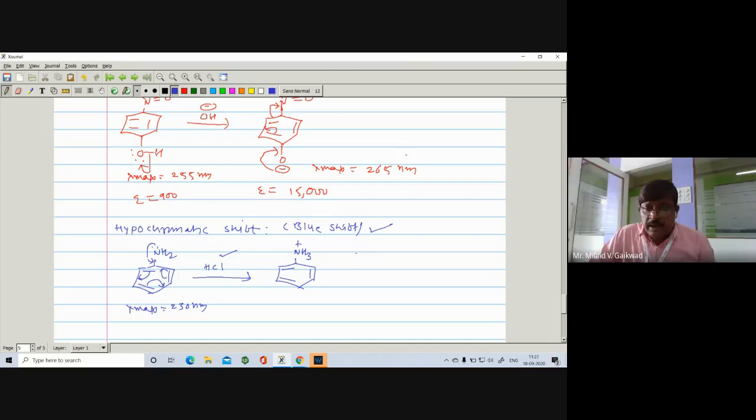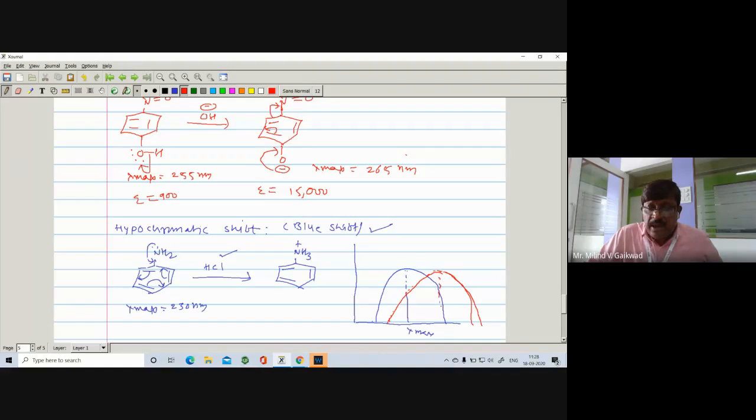Suppose you are having a spectra like this one. In the red shift, what happens? This is your lambda max. The spectra gets shifted towards the right side, and that is called a red shift.